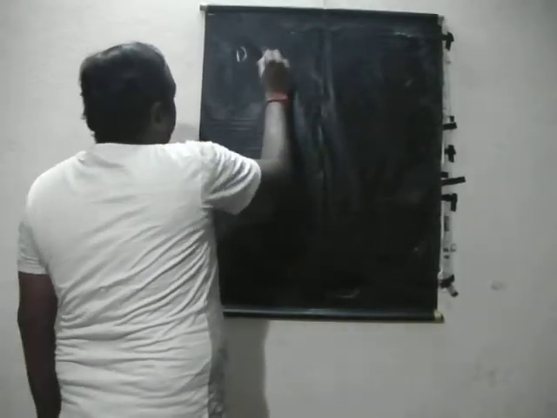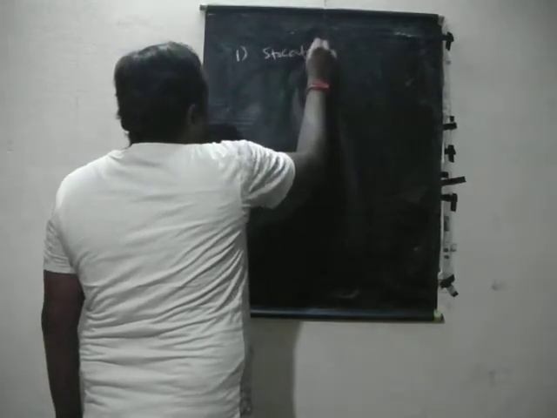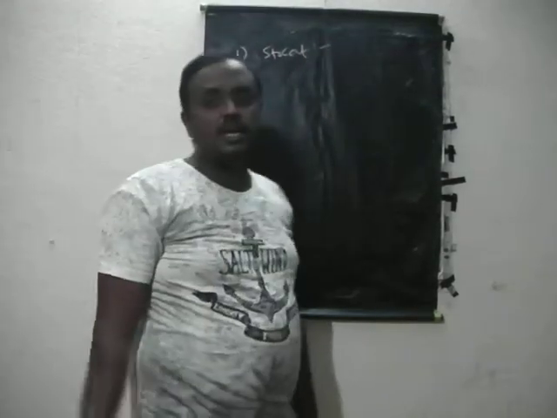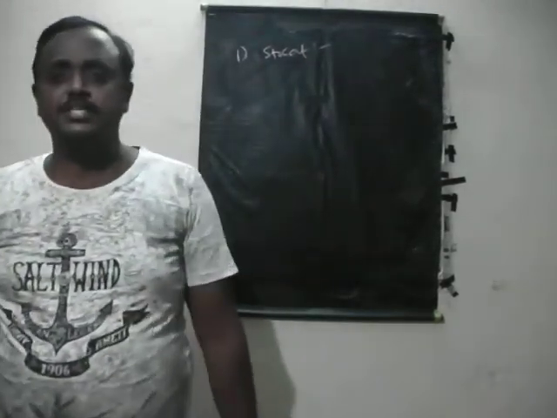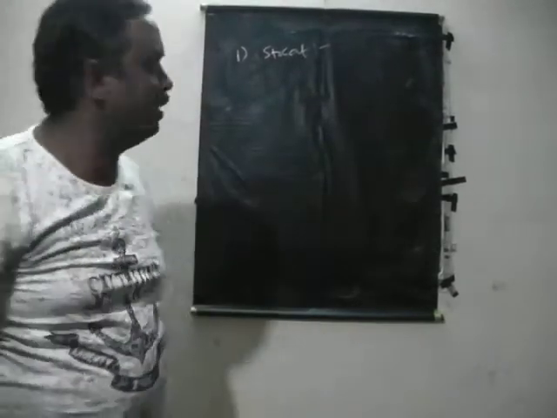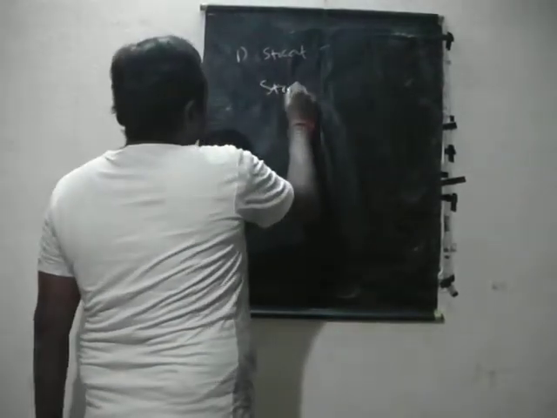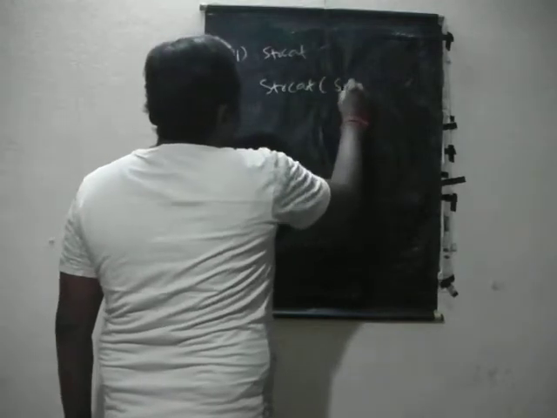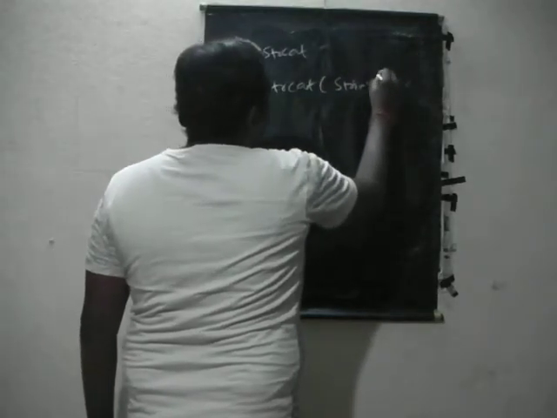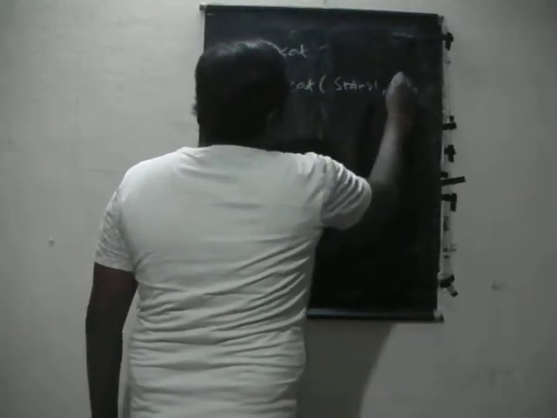Already I told you, C language has built-in functions. A number of functions related to strings are put into the string.h file. The first one is strcat. What do you mean by strcat? String concatenation. What do you mean by concatenation? Clubbing of two strings. Very simple. The syntax is very simple: strcat, string 1, comma, string 2.